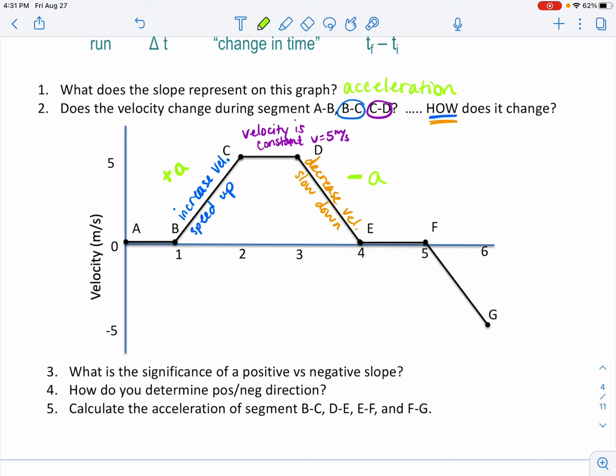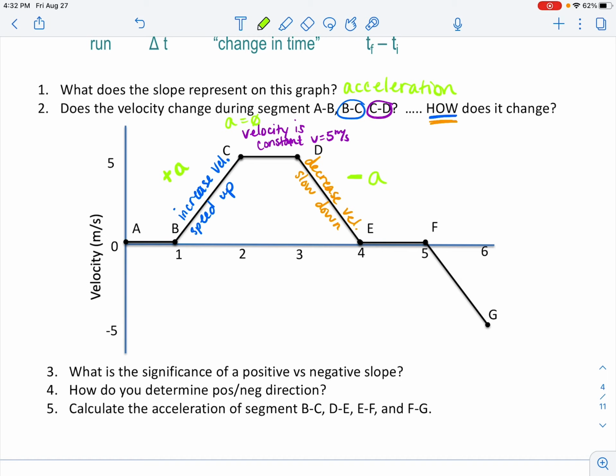Now, I skipped over segment CD, so let's just address that very briefly. If we were to calculate our acceleration here, we would get a value of 0. Whenever my velocity is constant, we would say that there is no acceleration. Acceleration is 0, no slope, okay?